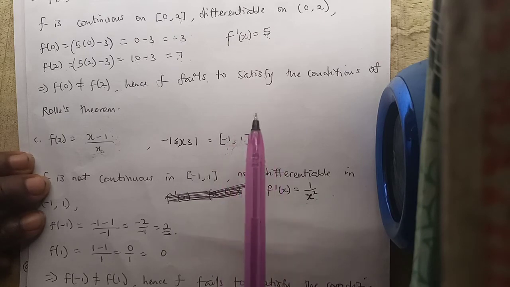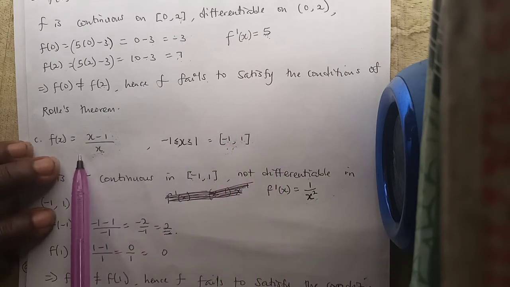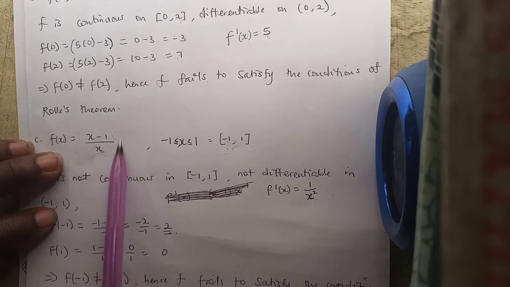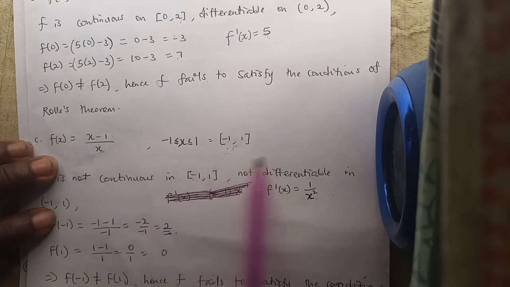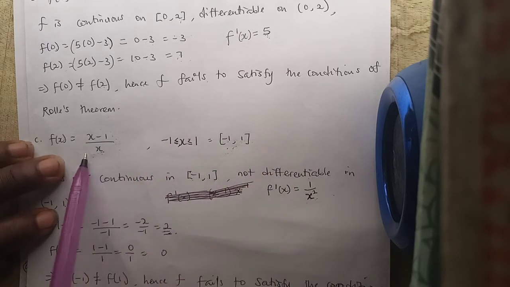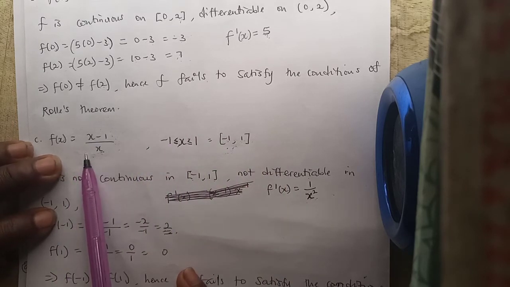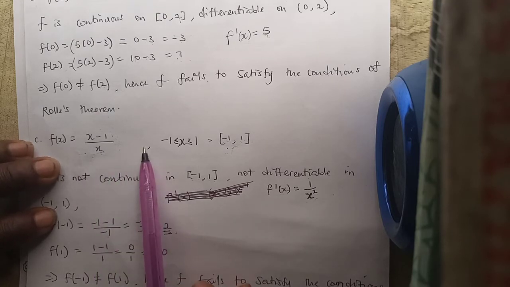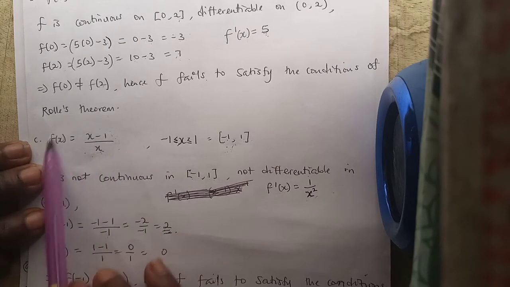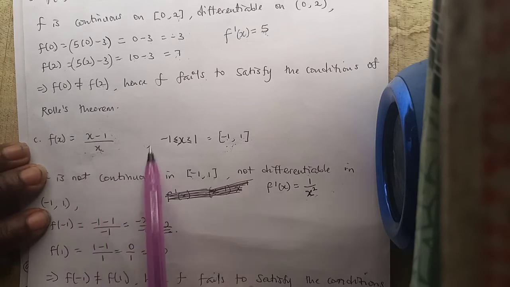Because for any interval containing 0, this function will never be continuous, because the point of discontinuity of this function now is 0. If the interval is not containing 0, then the function will be continuous in the interval. But if we have an interval that is containing 0, then this function will not be continuous in that interval.